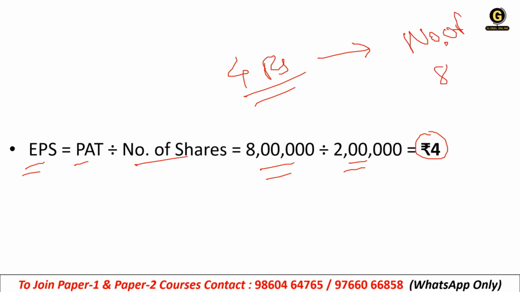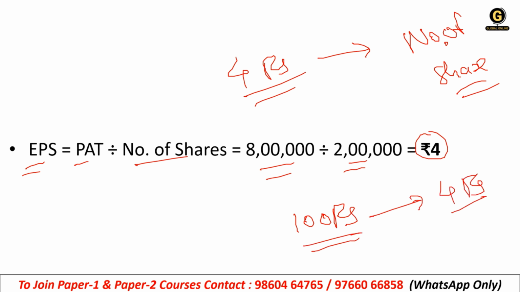Clear? Number of shares. So for example, if we have one share of 100 rupees, for every 100 rupees the company is generating rupees 4 profit. Clear? That is the reason why we calculate the EPS, earnings per share.